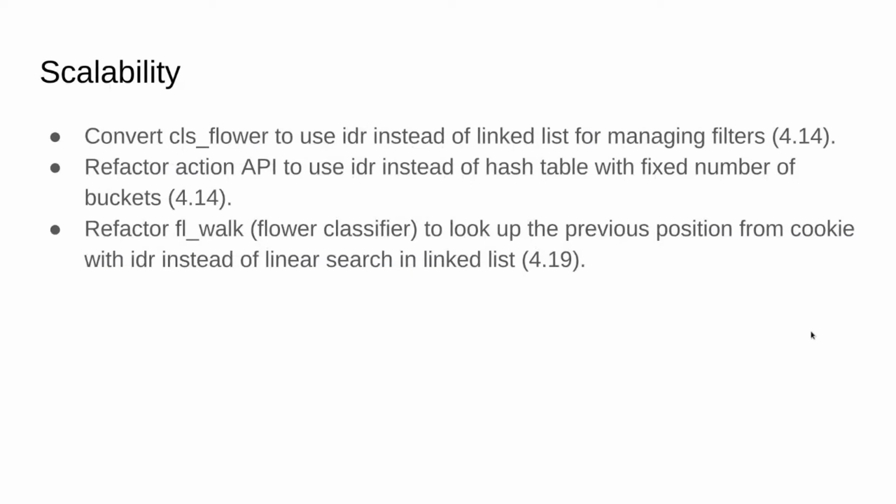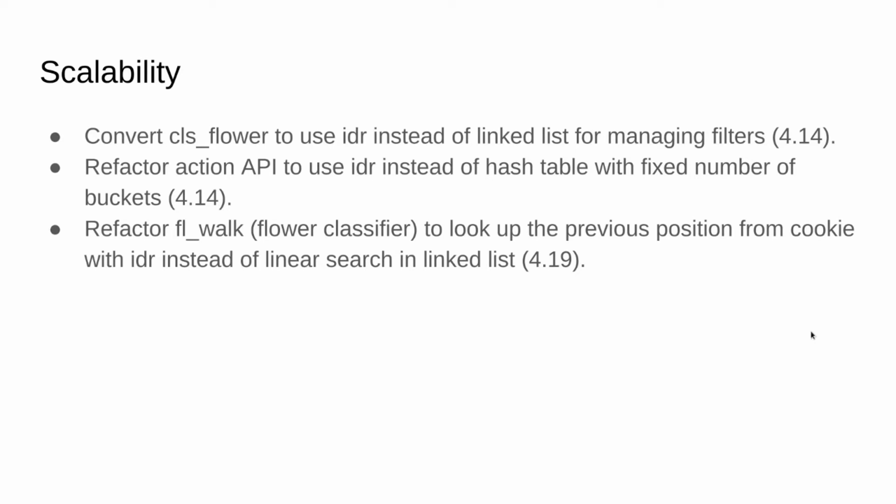So let's go over what we did to solve this issue. First, scalability. The most important scalability issues were linear searches every time we tried to add a filter or action. For example, to add a new filter, a linear search through a linked list was performed in the flower classifier, and for actions, it was a search in a static hash table, which only had a few buckets. So at scale, it quickly degraded to basically just a linear search.